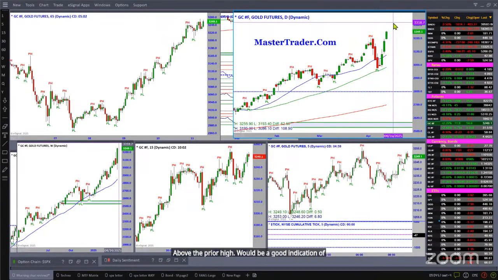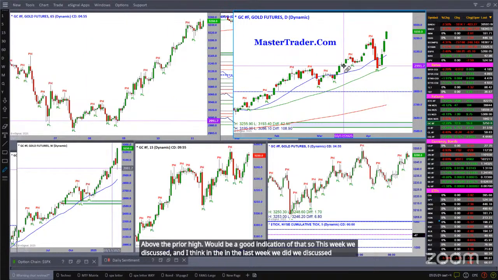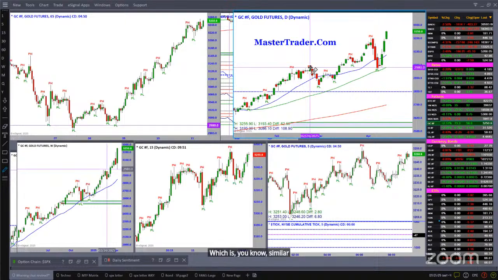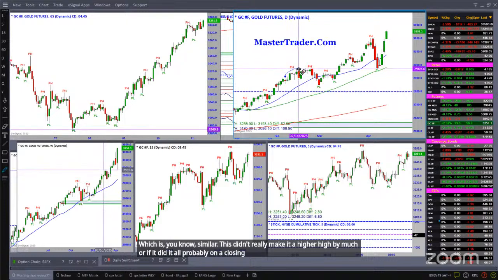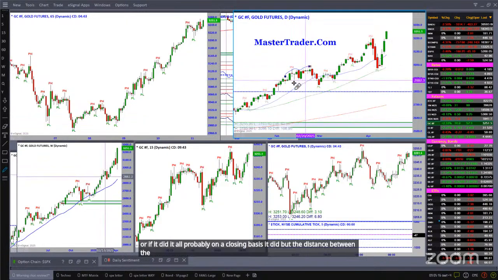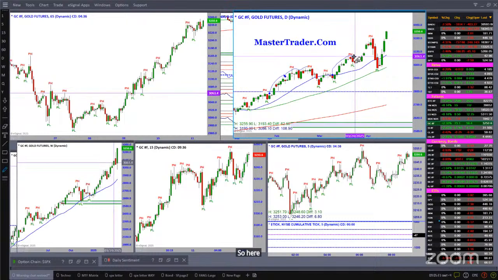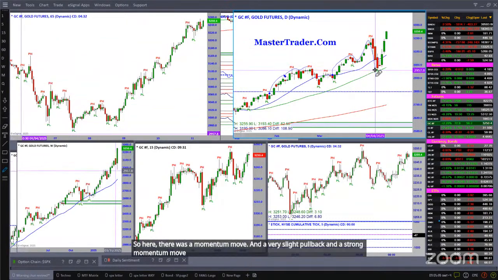So in this week we discussed, and I think in the last week we discussed, reading slowing momentum, which is similar. This didn't really make a higher high by much, or if it did at all, probably on a closing basis it did. But the distance between the highs as it slows, where you get that momentum move. So here there was a momentum move and a very slight pullback and a strong momentum move. And so things collapse, and we have this news-driven market, where that collapse.